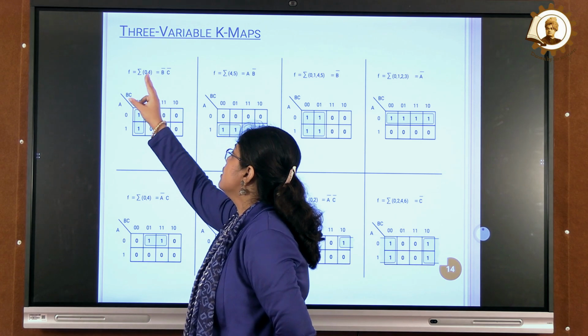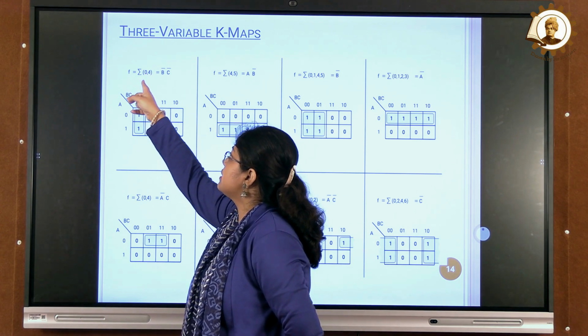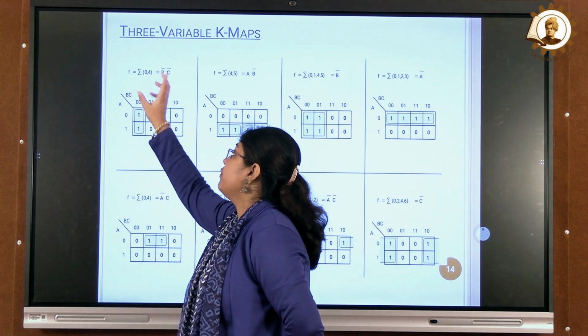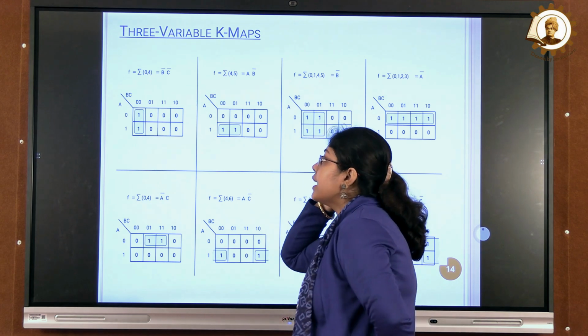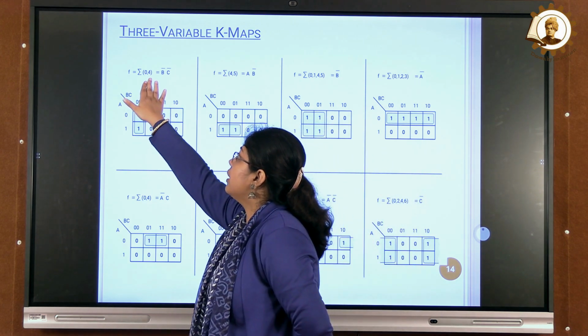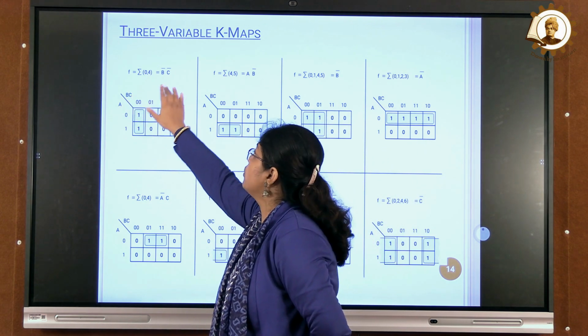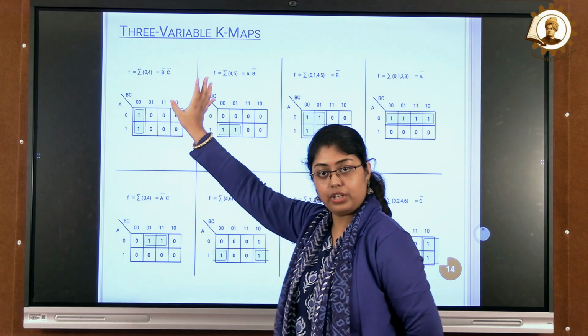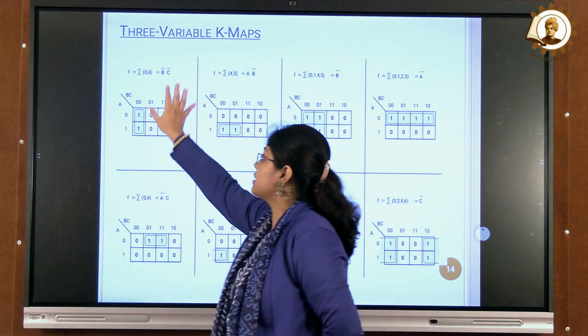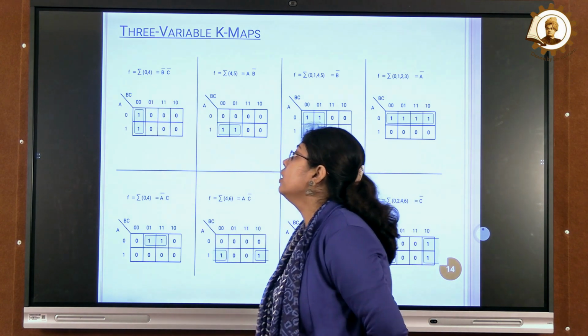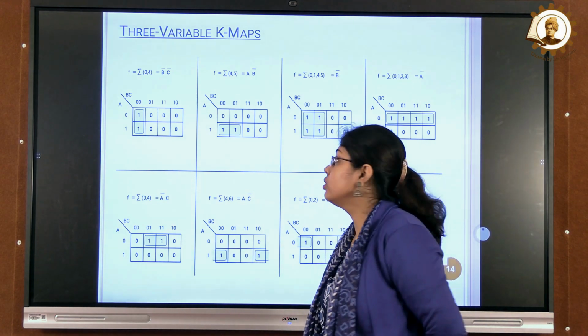Summation 0, 4. So minterm 0, that is M0, and 4 is M4. So M0 and M4 are present here. Now don't look at this B bar C bar; we don't know that yet, that is the expressed one. I will explain how to draw the K map.